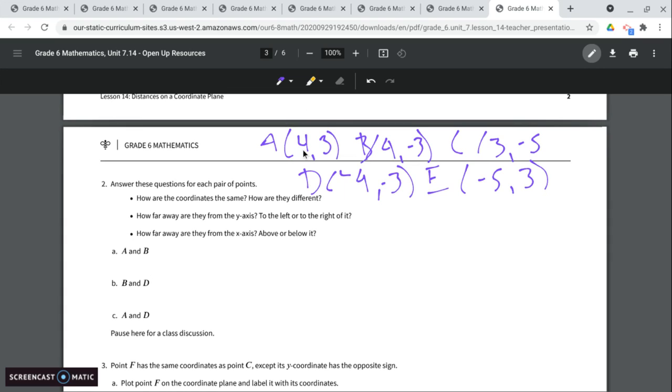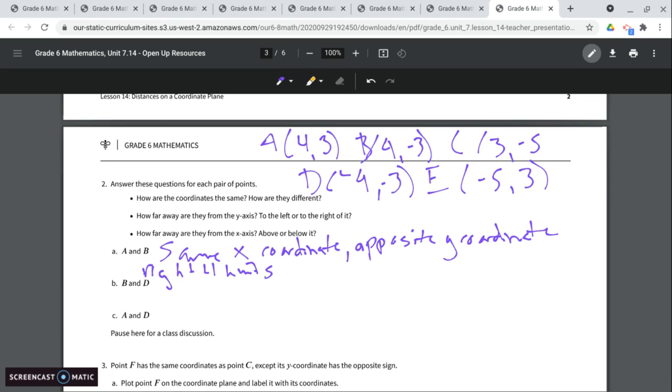So A and B. Both A and B have the same X coordinate, and opposite Y coordinate. In terms of the Y-axis, how far are they? So that means to the left or right. They are both to the right 4 units. And in terms of the X-axis, so above or below, looking at our Y values, A is above by 3, and B is down by 3. So they're both the same distance, but one's above, one's below.